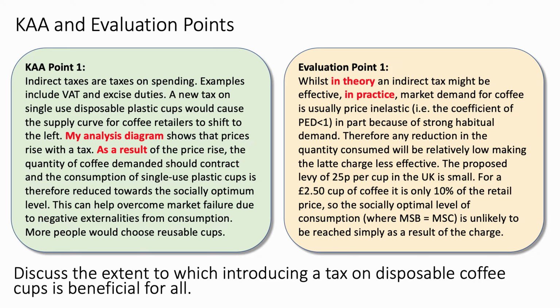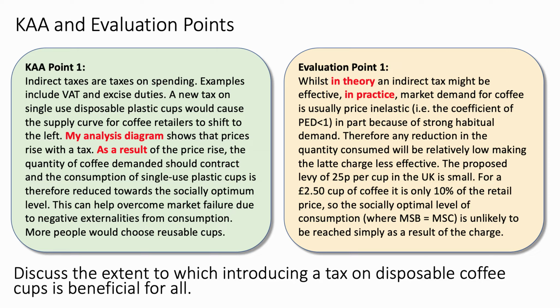So I've done my analysis point, then leave a couple of lines, build an evaluation point. Here's one of my favourite phrases. Whilst in theory an indirect tax might be effective, in practice demand for coffee is usually price inelastic. The coefficient is less than 1, partly because people have a strong, if you like, default bias. They have a strong habitual demand.